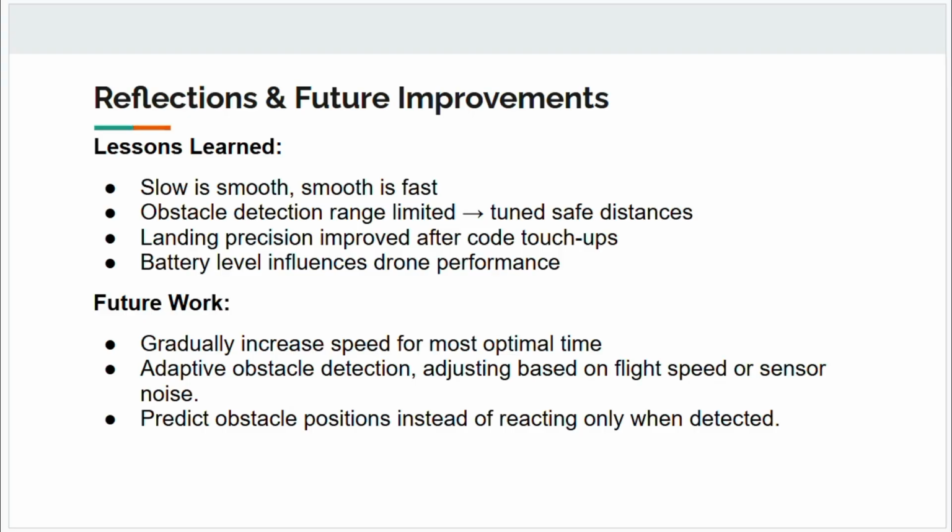So, reflections and future improvements. Lessons learned: slow is smooth and smooth is fast. Since the obstacle range is limited, it's best to tune it to a safe distance. Landing precision improved after code touch-ups, and battery level influences the drone performance.